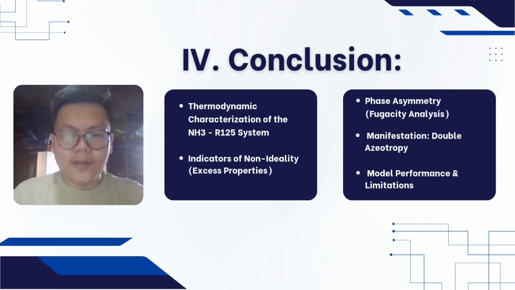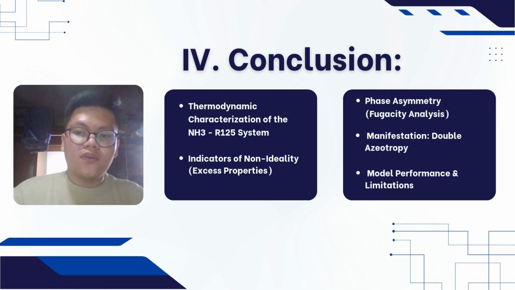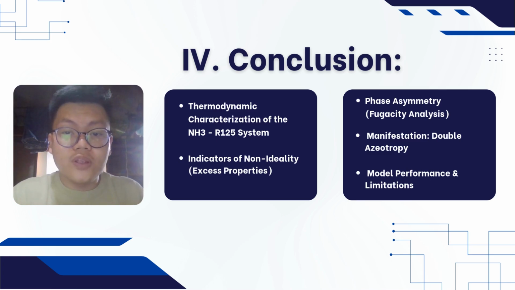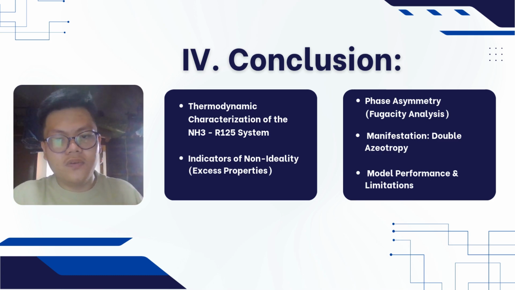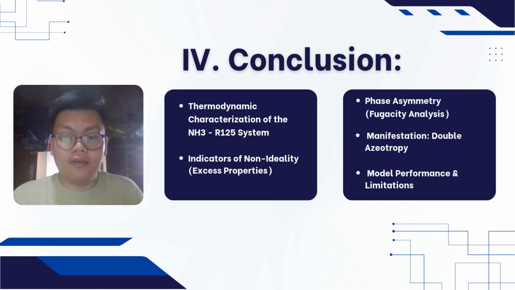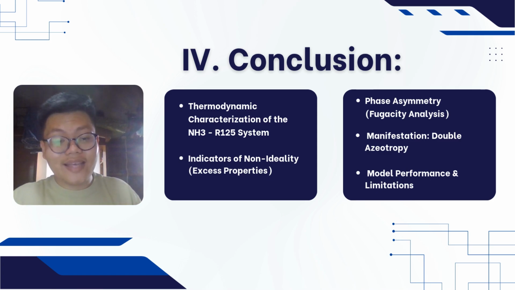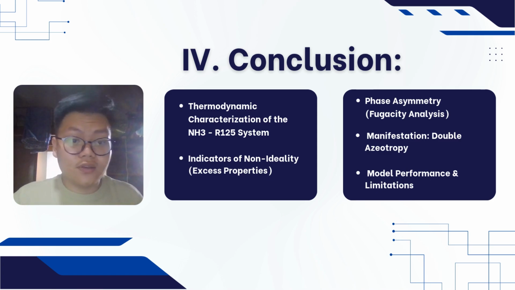So to conclude our findings, I'm going to walk through the four main conclusions we drew from this thermodynamic study of the ammonia and R125 system. So first, we've definitely shown that this mixture exhibits extreme non-ideal behavior. While a simple ideal model like Raoult's law can predict which component is more volatile, it's the excess properties that reveal the true story of the molecular interactions.